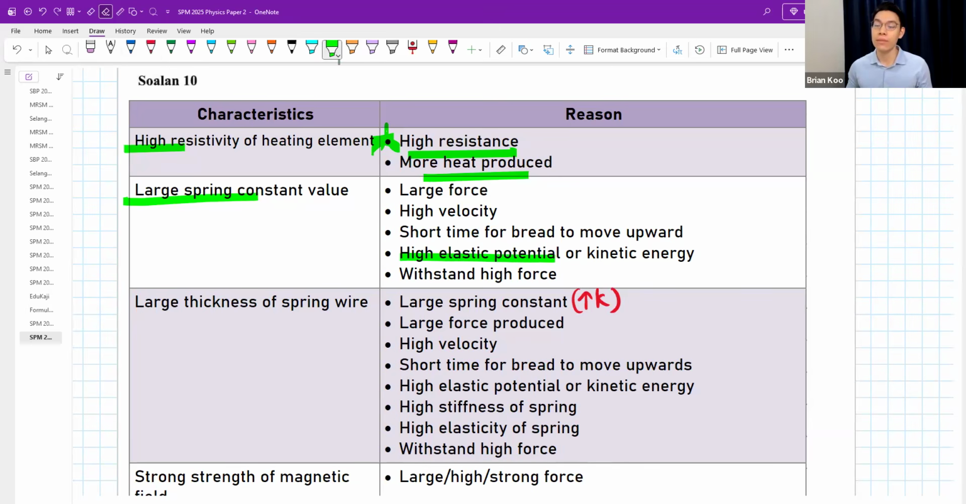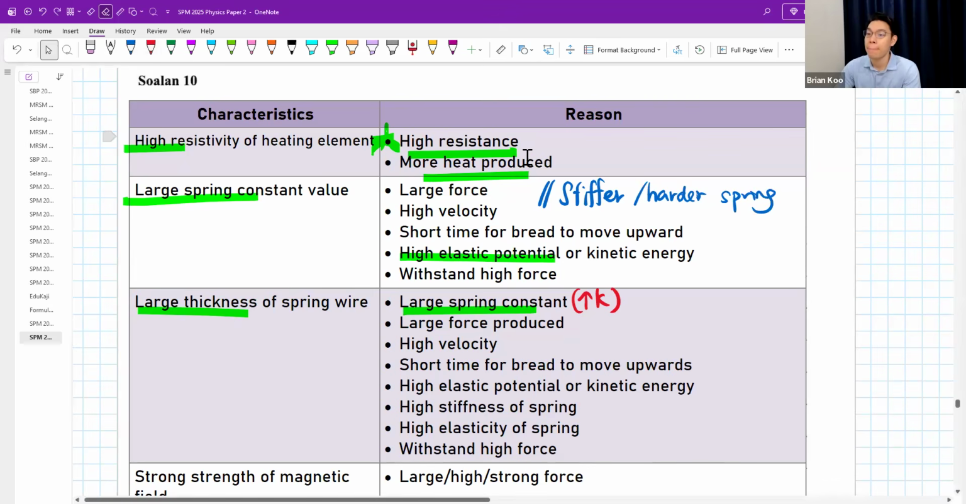Teacher, can I say the same thing? Here you write high spring constant. Here you also write large spring constant. Can or not? Yeah, it's fine. Okay, if you're scared, then you can say it will produce a stiffer spring, a harder spring. You can also say here, it will produce a stiffer or harder spring. Also accepted.